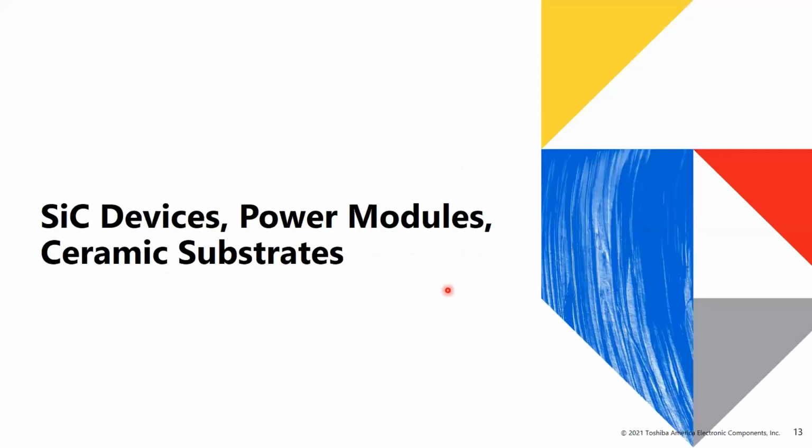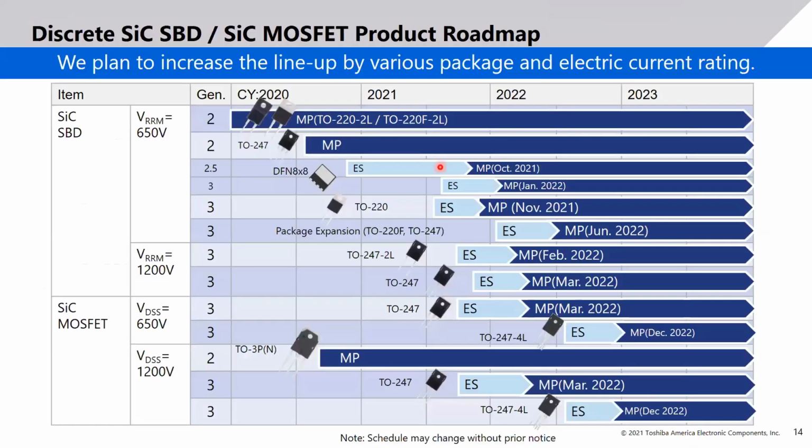Silicon carbide devices, power module, ceramic substrate. So at Toshiba, we have developed our silicon carbide technology. We are manufacturing silicon carbide SBD Schottky diodes and silicon carbide MOSFETs. We have 650 volt diodes and 1200 volt diodes. The 650s are in development right now. Some of the 1200 volt devices are already in mass production.